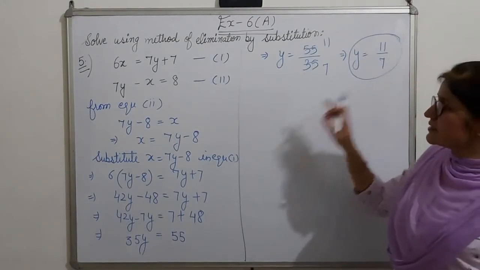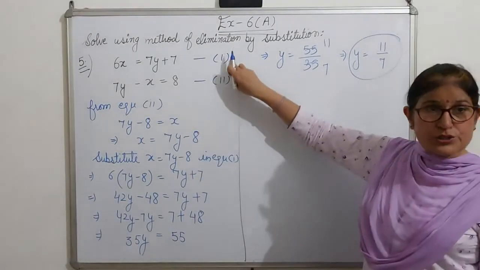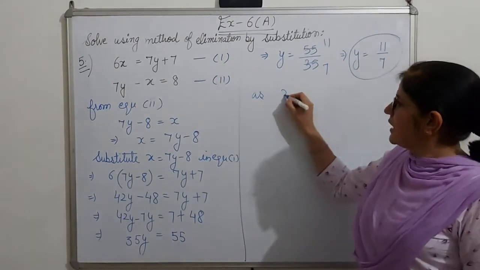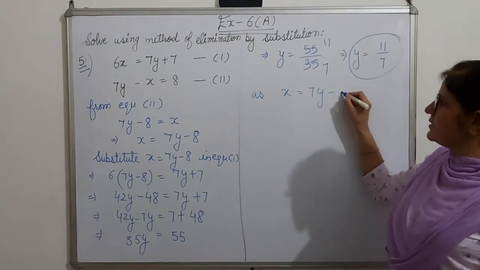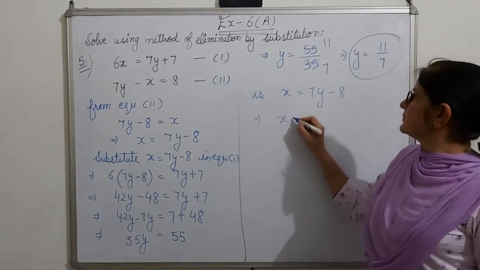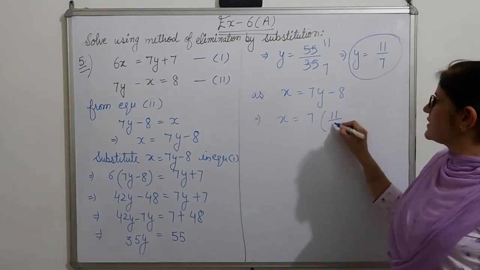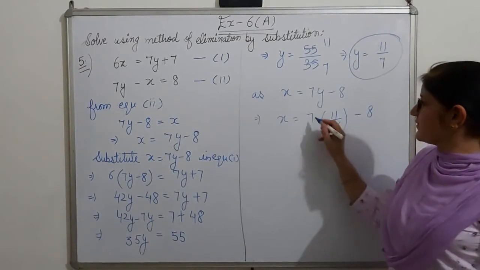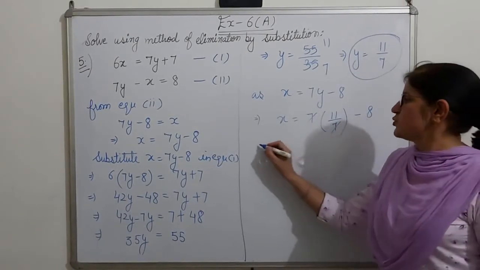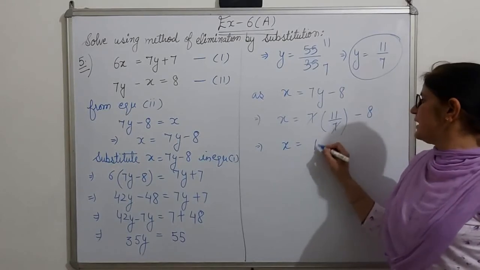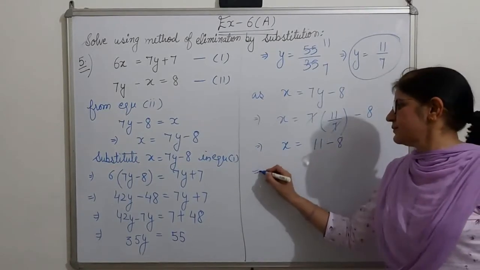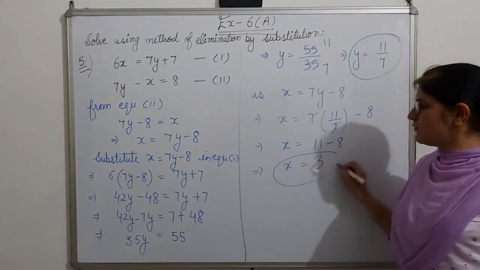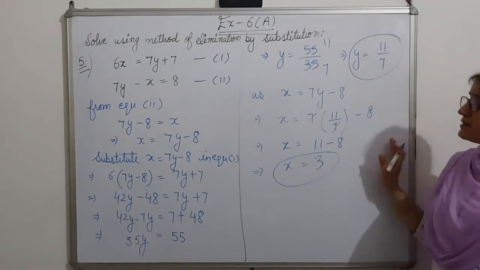Now this y, substitute here or in equation 1 or in equation 2. It's your wish. As x is 7y minus 8, so what will be x here? 7 into 11 upon 7 minus 8. This 7 and 7 get cancelled because they are in product here. So what is x? 11 minus 8, and x is, what will come? 3. And this is the value of the second variable and this is the solution.